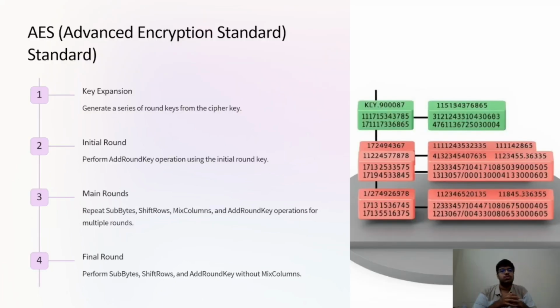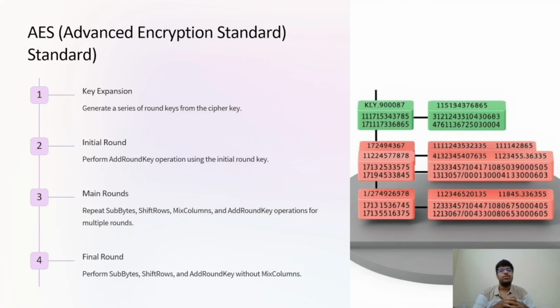Next, some standards of encryption. Here we will see AES encryption. We have some steps to do it, or let's say rounds. The first one is key expansion, where you generate a series of round keys from the cipher key. For this you need to have a cipher key first, which will later be used here.